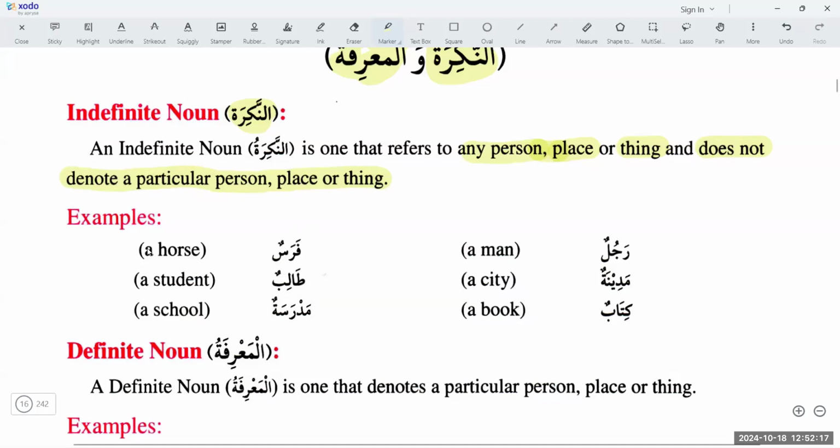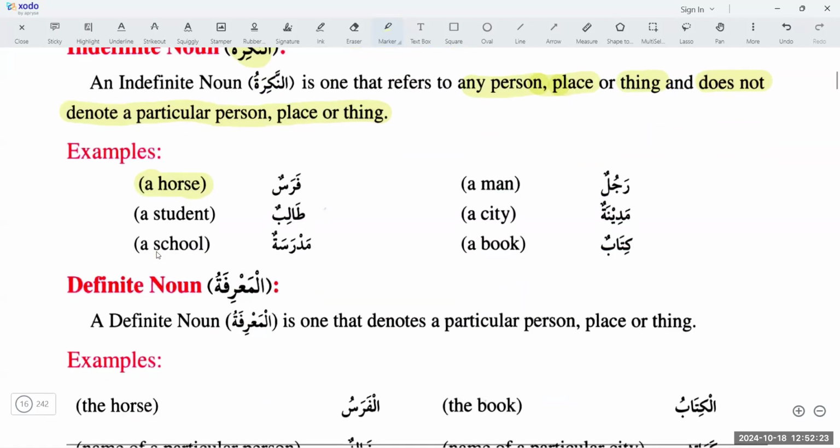Like farasun, a horse. It is not denoting a particular animal, not a particular horse. It is denoting a horse. Rajulun, a man, not a particular man, just a man. Talibun, a student. Madinatun, a city. Madrasatun, a school. Kitabun, a book.